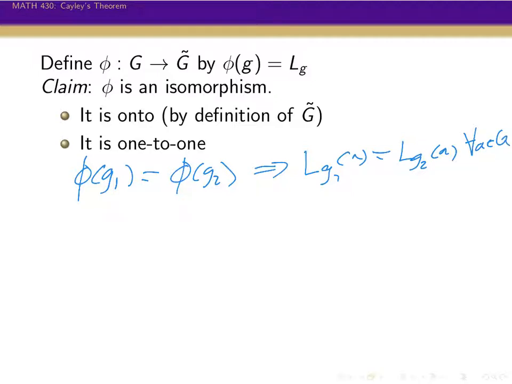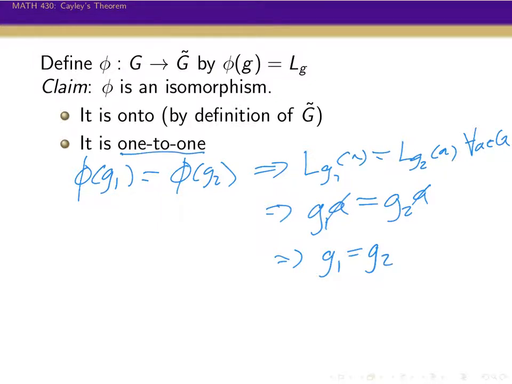And so then that would mean L sub G1 of A is just G1 times A. L sub G2 of A would be G2 times A. And so cancellation of the A's gives us G1 is equal to G2. So we have that it's one-to-one.